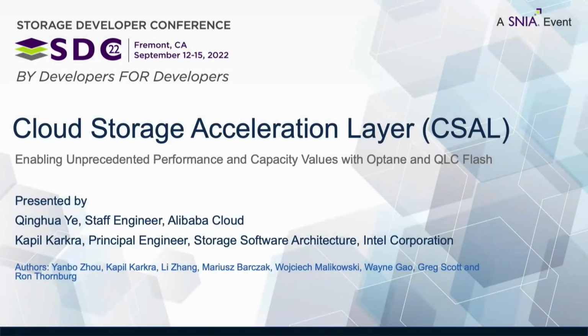Okay, welcome everyone. Today we are very pleased to have this opportunity to introduce our work for the cloud storage acceleration layer, which we call the CSAL. It's a joint work between Alibaba Cloud and the Intel Corporation. The CSAL enables unprecedented performance and capacity values with Optane and QLC flash disks.